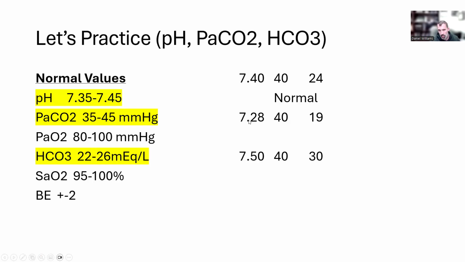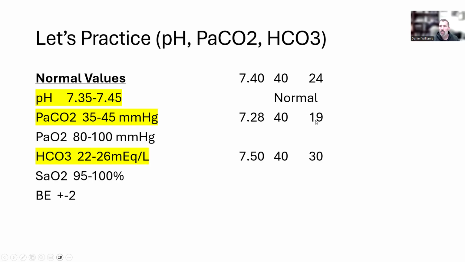Now we'll scoot down to 7.28, CO2 of 40, with a bicarb of 19. The very first thing I looked at is that pH. I determined that pH was acidotic. It's less than 7.35. Now I have to look at the respiratory and the renal or metabolic component to determine what the causative factor is. My CO2 stays put at 40. So it hasn't moved. So that's not going to be the reason why my pH is as low as it is.